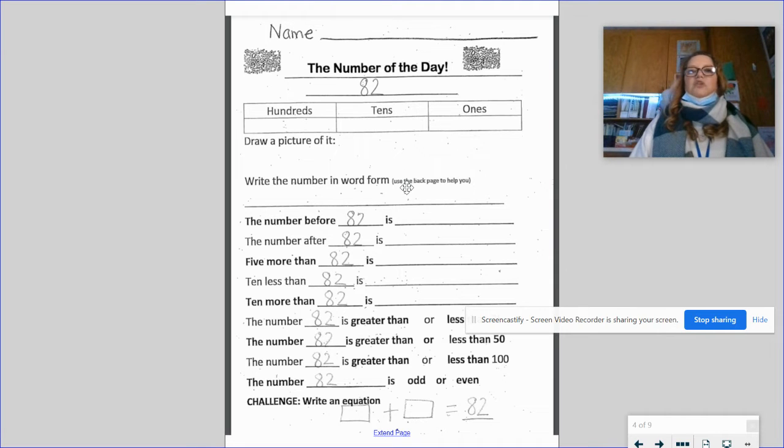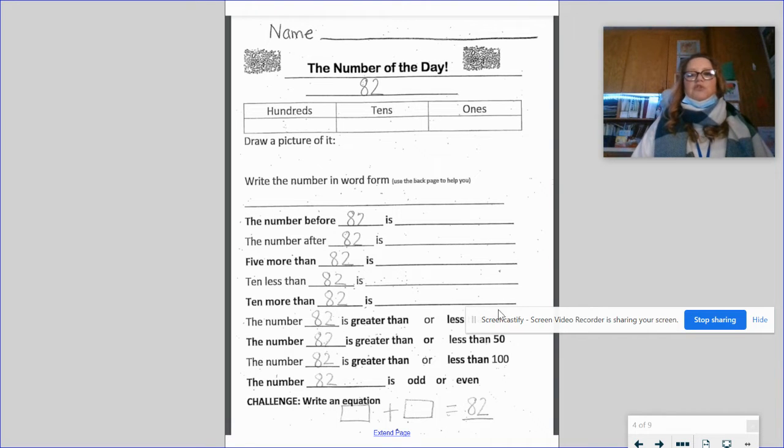And then you would draw a picture of it. You would show me 8 ten sticks. So you go 10, 20, 30, 40, 50, 60, 70, 80, and draw 2 circles for 82. Then you're going to write the number in word form. You would say 82, and if you flip your paper in the back, it'll show you how to spell 80, how to spell 2. Then you're going to tell me what the number before 82 is. You'll write that here. The number after, 5 more, 10 less, 10 more.